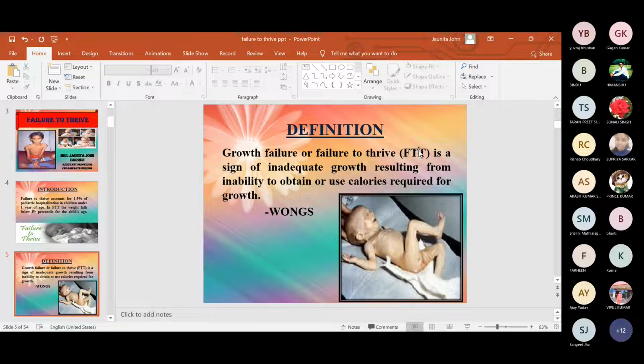Moving on to the definition which I had taken from Wong's textbook: growth failure or failure to thrive. You can call it growth failure, you can call it failure to thrive. It is a sign of inadequate growth, which means a particular baby is not growing properly, from inability to obtain or use calories required for the growth.